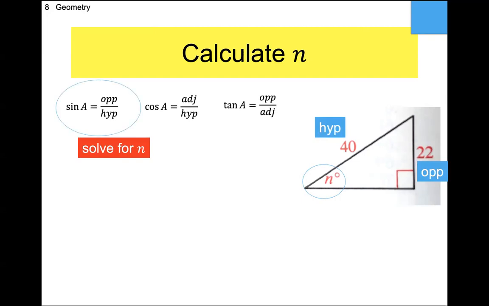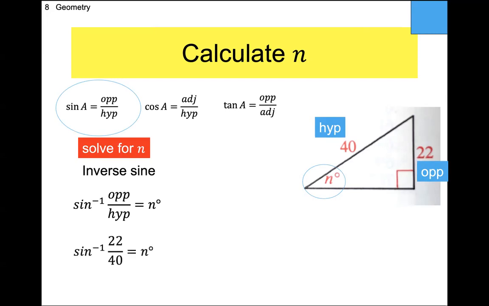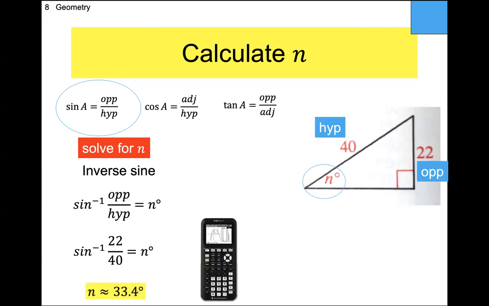Now, if you know what this turns into, you can immediately jump to plug it into your calculator. I'll show you the whole drill here. So let's see. Sine of n, right, would be 22 over 40. I know I need to take the inverse of both sides. So let's see. The opposite would be 22. The hypotenuse would be 40. That's what I plug into my calculator. And there you go. There's your answer.